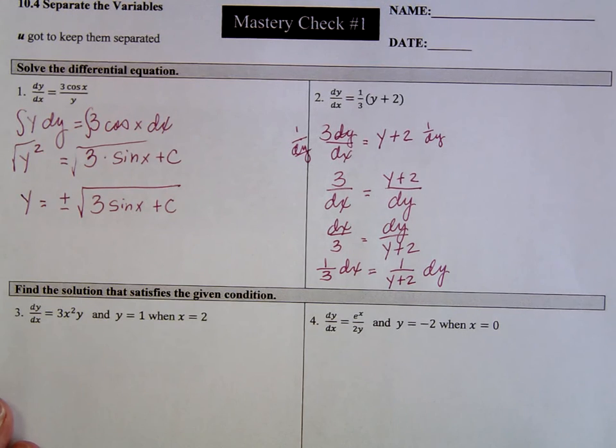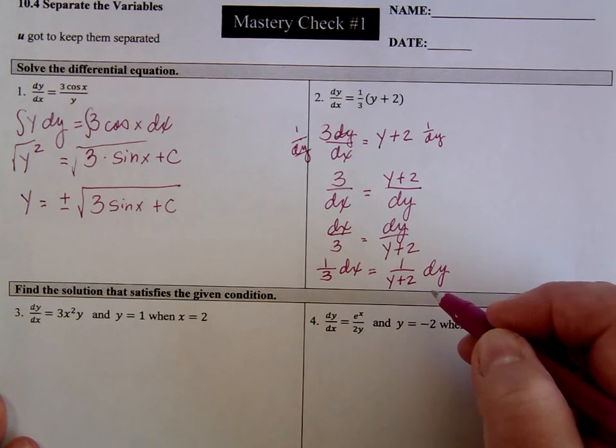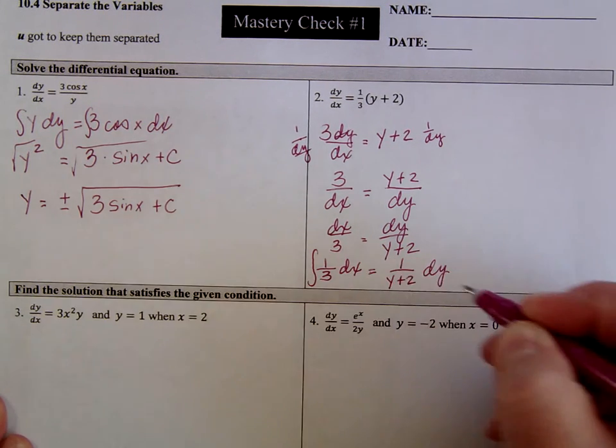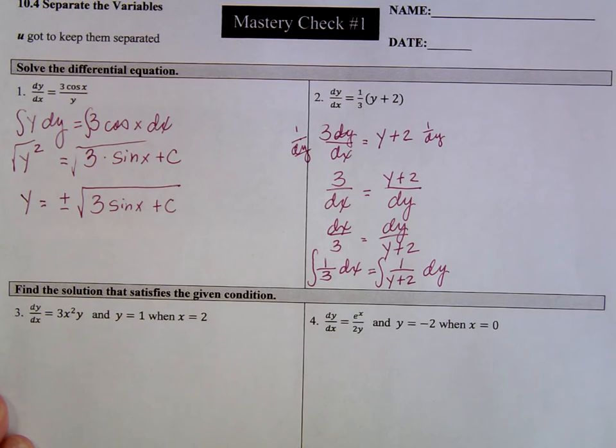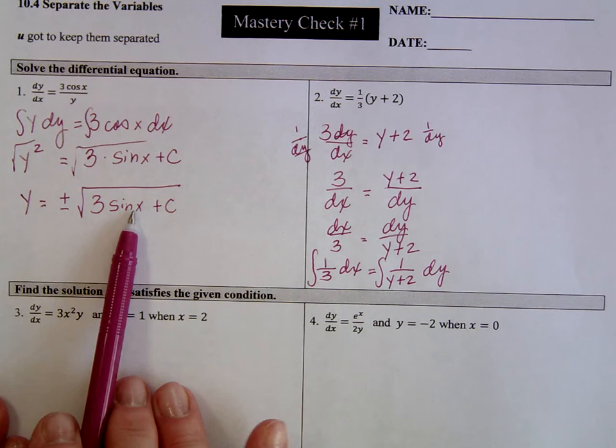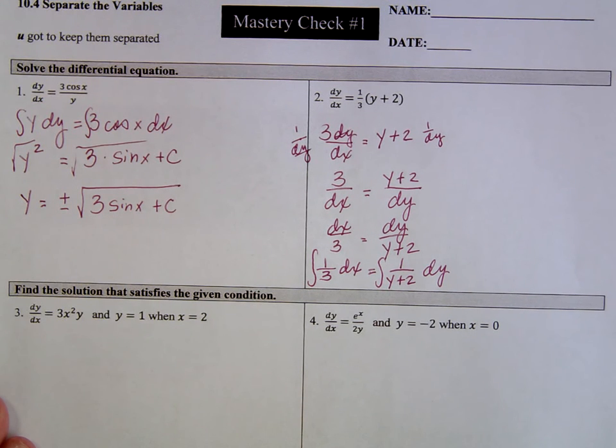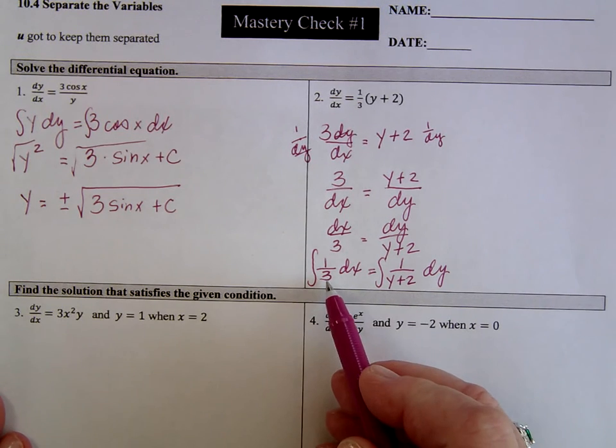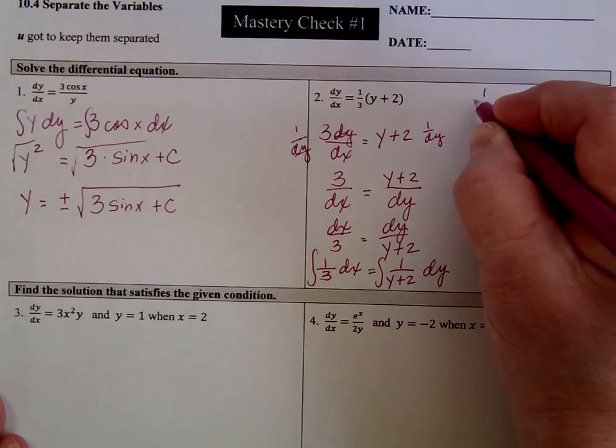All right, so now I've got it set up. I'm going to take the integral of this side with respect to x, the integral of this side with respect to y. And you'll notice in this particular one, my x's are on the left, my y's are on the right. Where in the last one, my y's were on the left, the x's were on the right. That's okay. You're just separating them, one on one side, one on the other. All right, let me try to integrate this thing. So if I have a 1/3, that means I really have a 1/3 x.